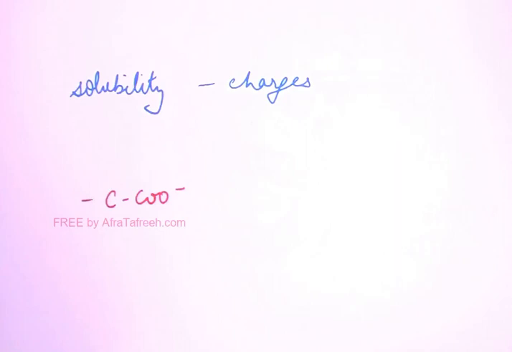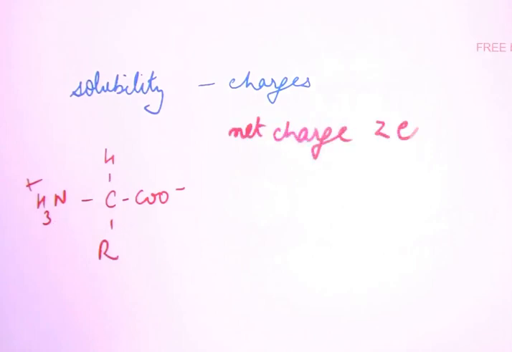Now, solubility is because of charges. Any compound soluble in water, that solubility is because of charges. Now let's see in case of amino acids. Anything in the body is ionized. Even an amino acid gets ionized to give a negative charge on the carboxy group and a positive charge on the amino group. So the structure becomes like this. Carboxy is negative, amino is positive. Now the net charge on this structure is 0. One negative, one positive, so the net charge is 0.